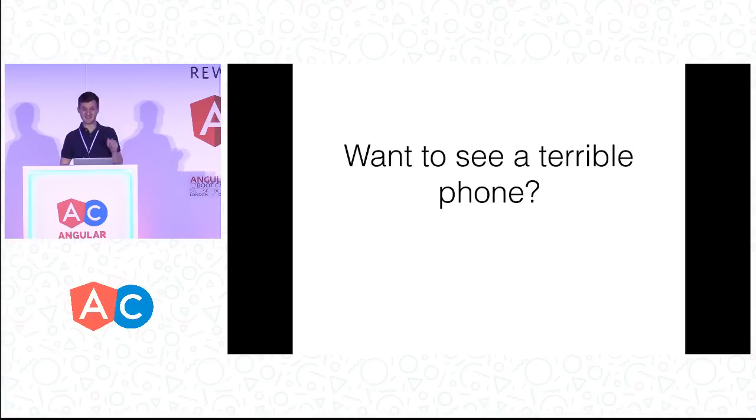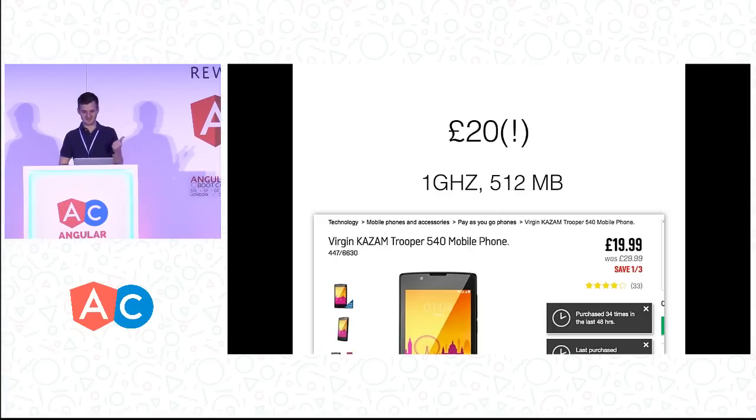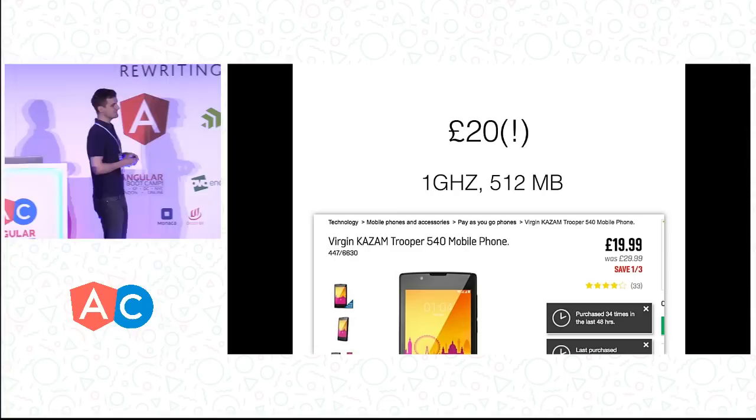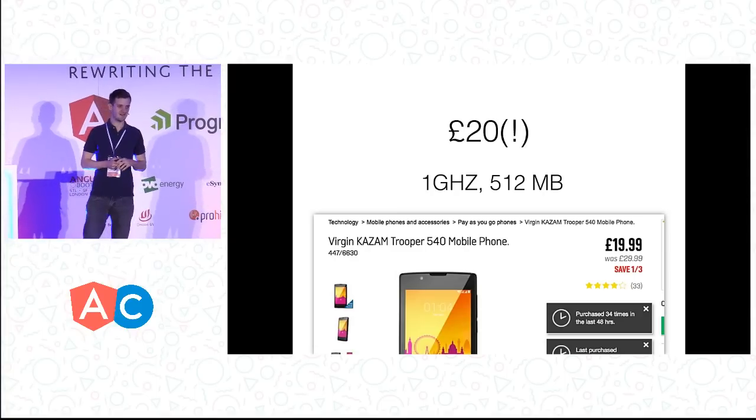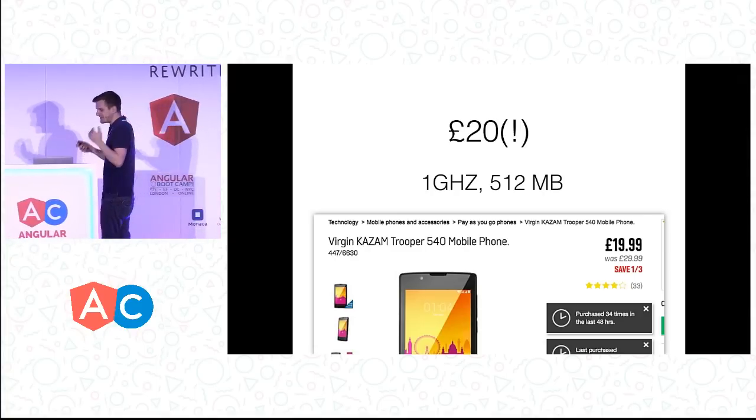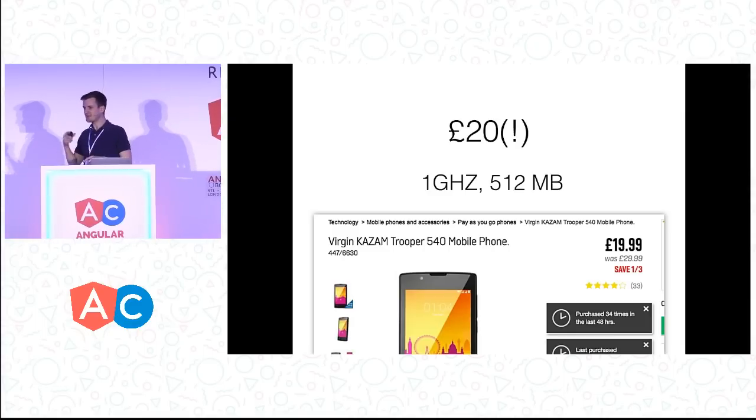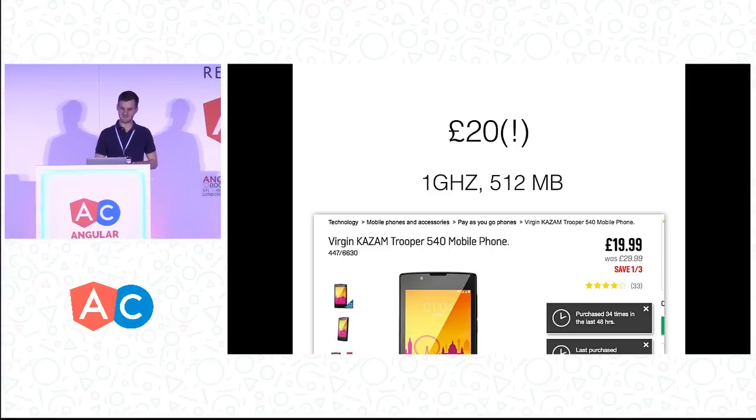And further than this, if you want to see a terrible phone, have a look at this. It's a £20 smartphone, and you can see that in the last day, 40 people have bought it on the Argos website. Now, people do buy these because they are cheap, and they still work. They can do the basics. But they can't do anything on the web, which is kind of our fault.